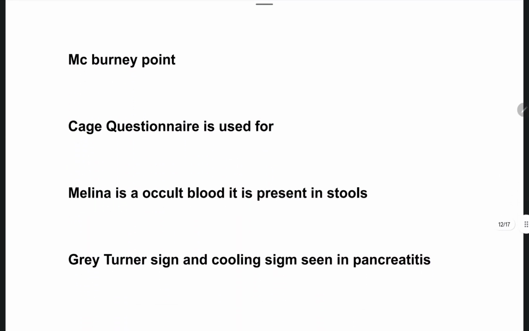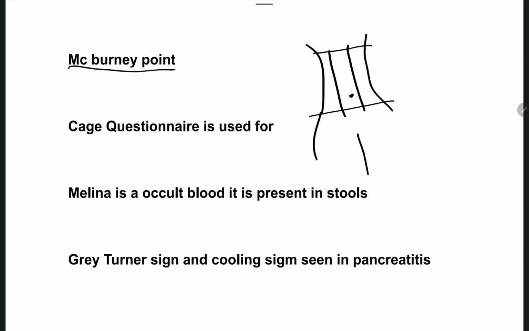The next one is McBurney point. So McBurney point is nothing but, so we have the regions over the abdomen. Upper, middle and lower. So it is about the right lower quadrant. This McBurney point is seen in appendicitis. So this is called McBurney point.